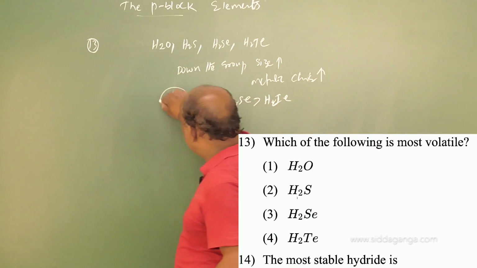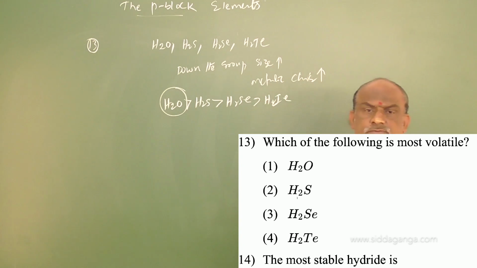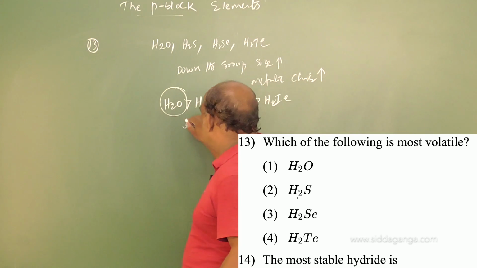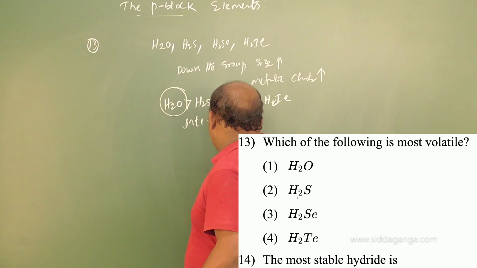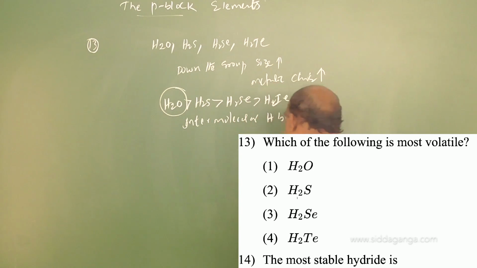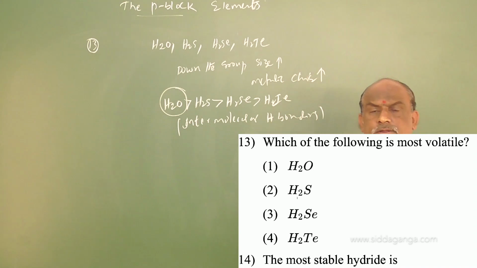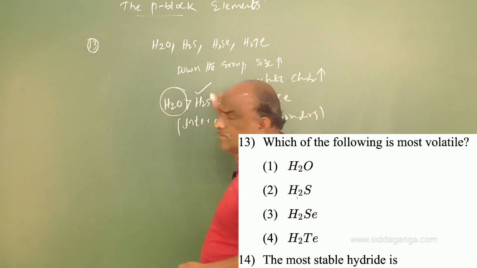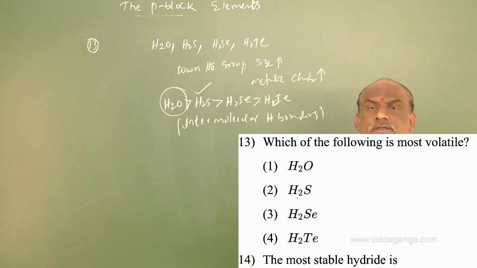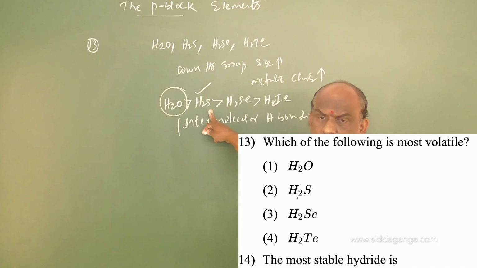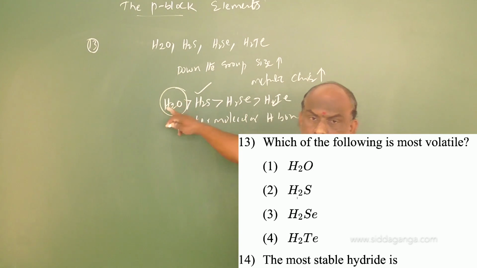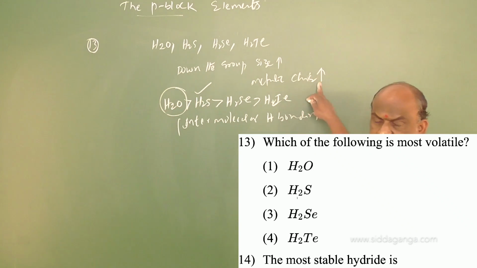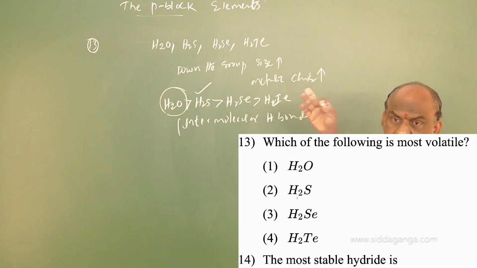But here we should remove this one. Why should we remove it? Because the water molecule is associated with intermolecular hydrogen bonding. Remember this is intermolecular hydrogen bonding. Due to the presence of intermolecular hydrogen bonding, water is not volatile. After elimination of water, the next compound is hydrogen sulfide. So in this question, which of the following is most volatile? You should go through option number 2, hydrogen sulfide only, not water. Metallic character increases, the volatile nature decreases.